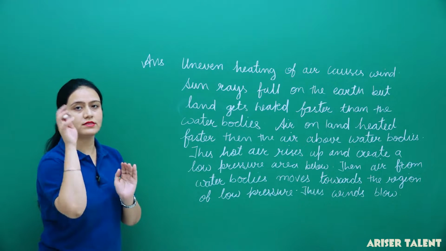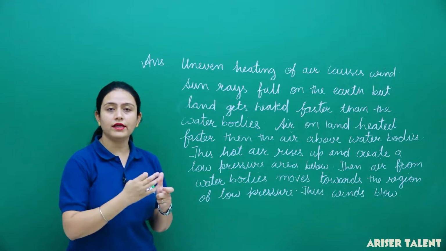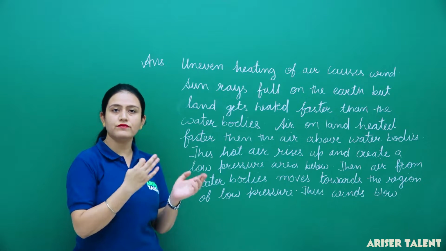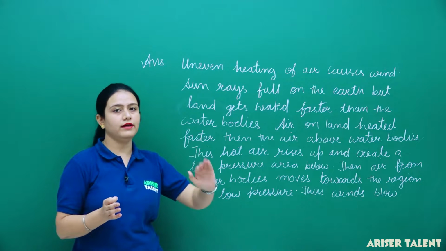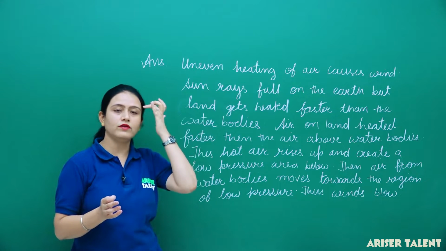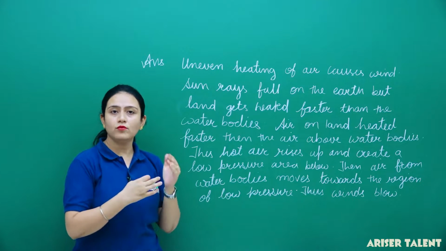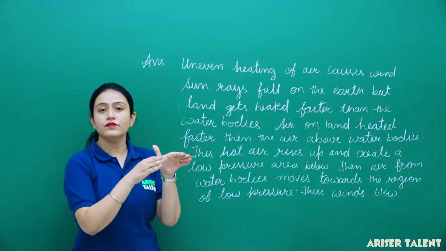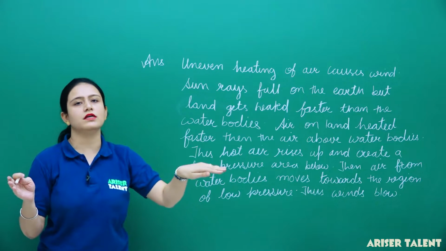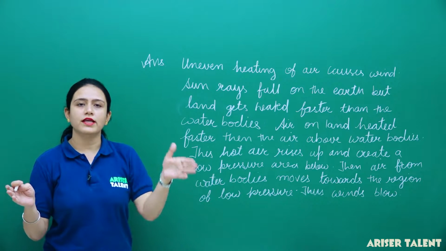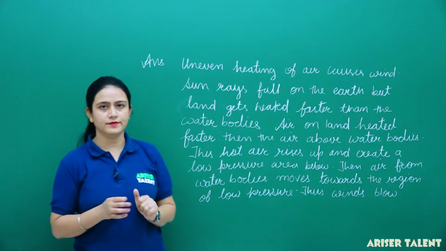It means that when the sun rays fall on the land and water bodies equally, the air present on the land gets heated faster than the air present on the water body. Then hot air rises up in the form of water vapor and creates low pressure behind. The air from the water bodies moves towards the region of low pressure, and thus we can say winds blow. Clear? So this is the answer.